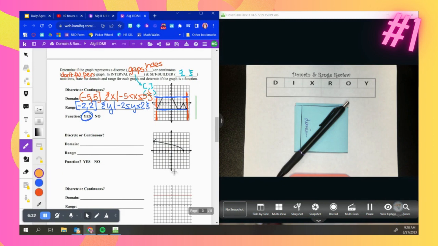And then I realized I skipped my first question up here, which is discrete versus continuous. Can I draw from this point to this point, so from beginning to end of the graph, can I draw it without picking up my pen or my pencil? All the way across. So yes, I can, which means this is a continuous graph.